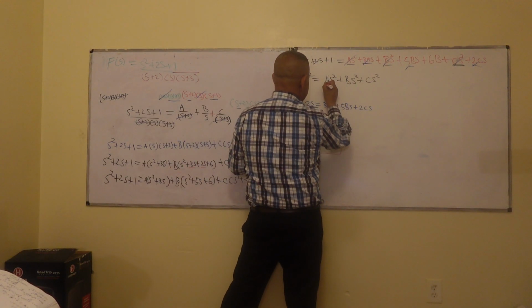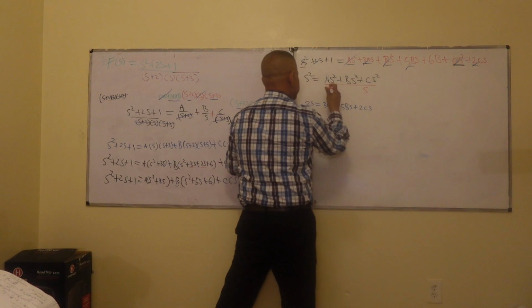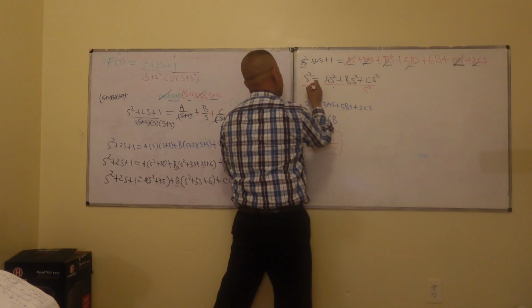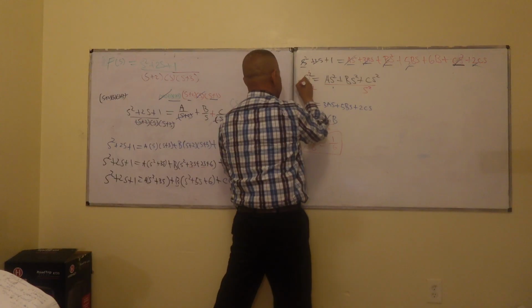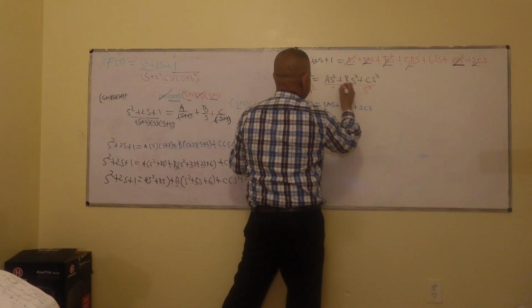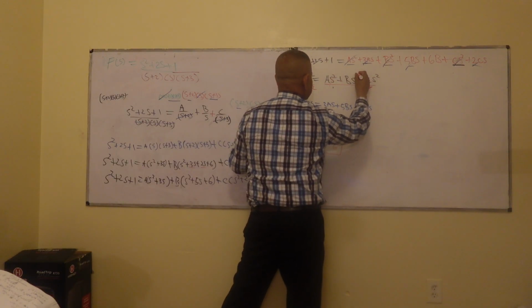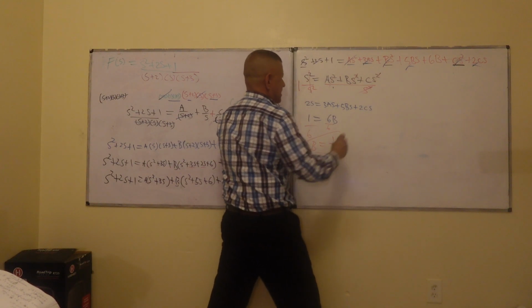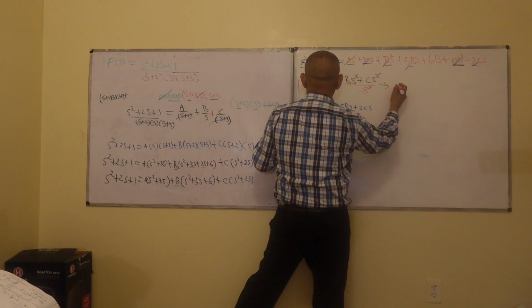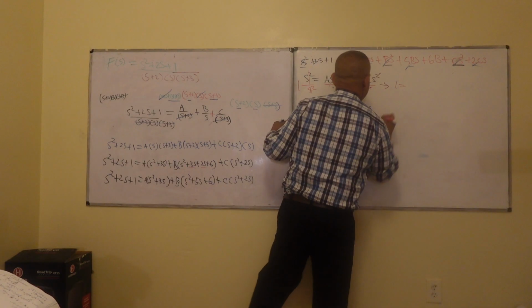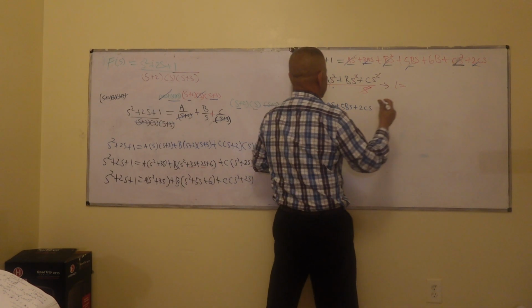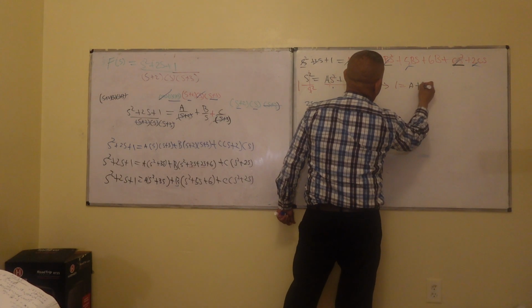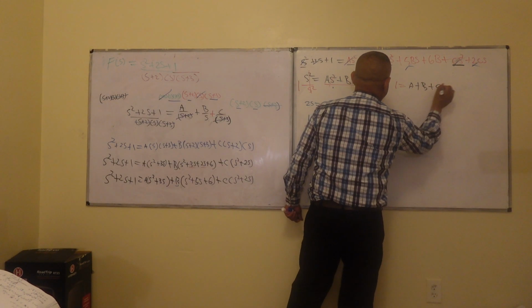Now let me divide everything by S squared on both sides. That guy right there is equal to 1. That is gone, that's gone, that's gone. And in this case I get 1 equals A plus B plus C.